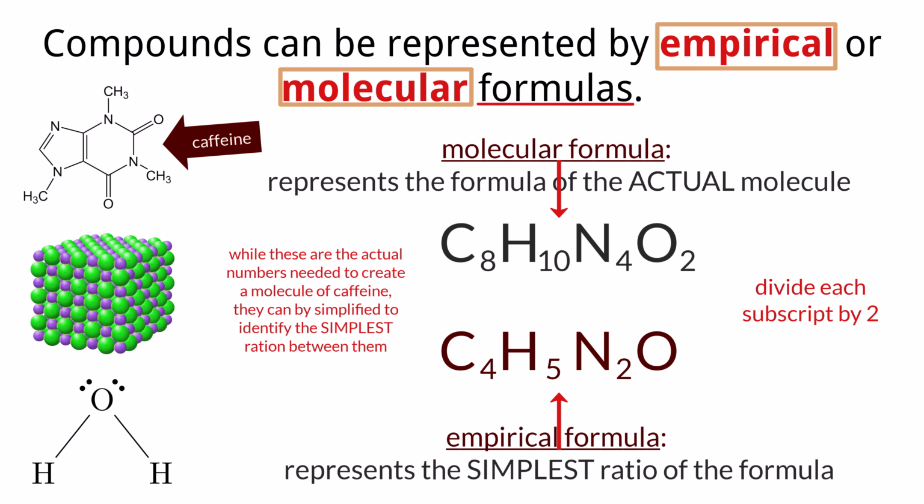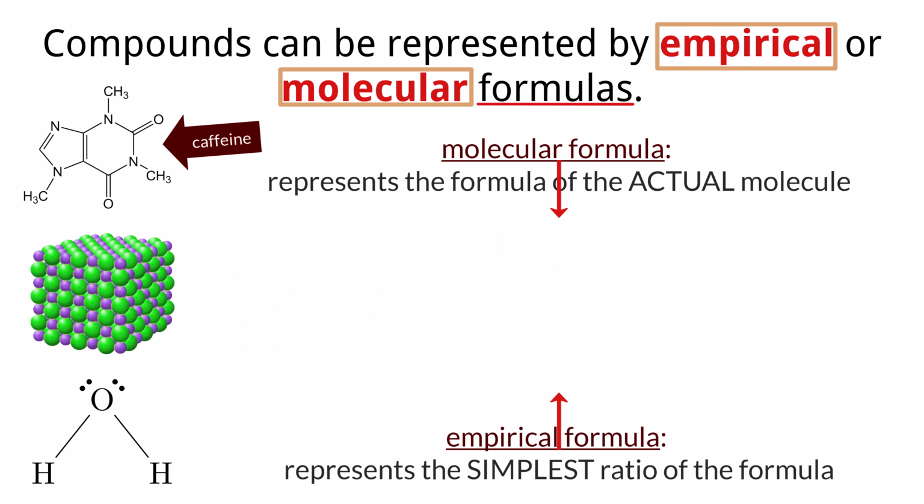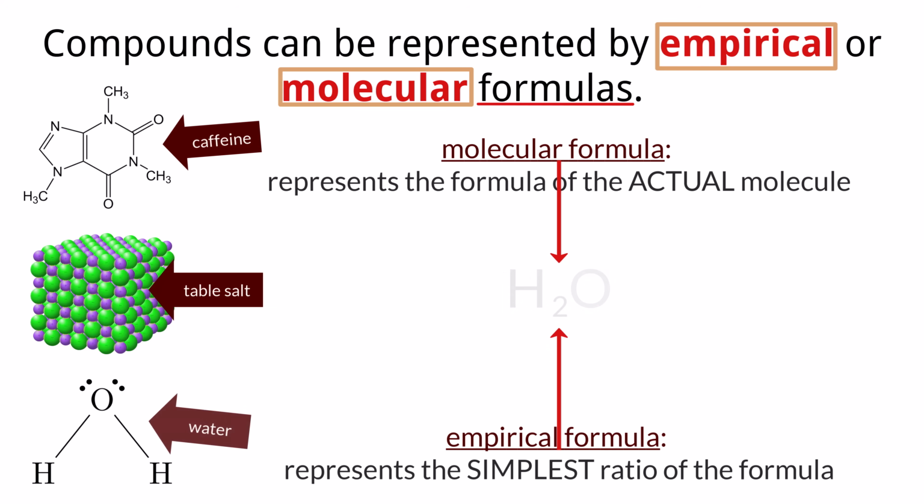It is important to note that not all molecular and empirical formulas are different. For example, the ionic compound that is table salt can only be written as NaCl, which is already in its simplest form. NaCl is both the molecular and empirical formula for sodium chloride. The same goes for water, or H2O. H2O is both the molecular and empirical formula for water since it represents the actual number of each element in the molecule while also being in its simplest form.